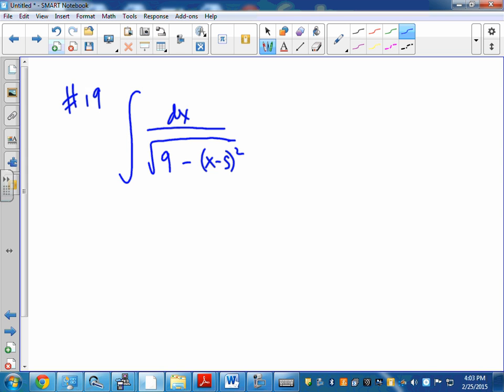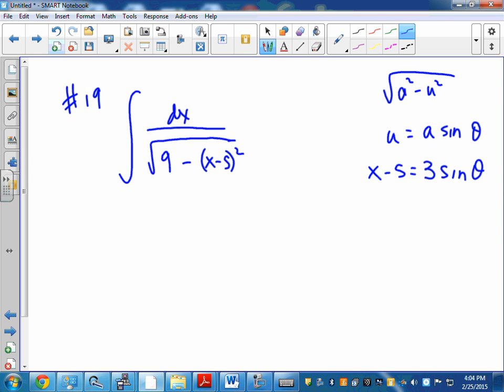Okay, so whenever you have the square root of a squared minus u squared, I want you to write u is a sine theta. That's the task. So in this problem, a is 3, and the u is x minus 5. So this is what we're going to write.